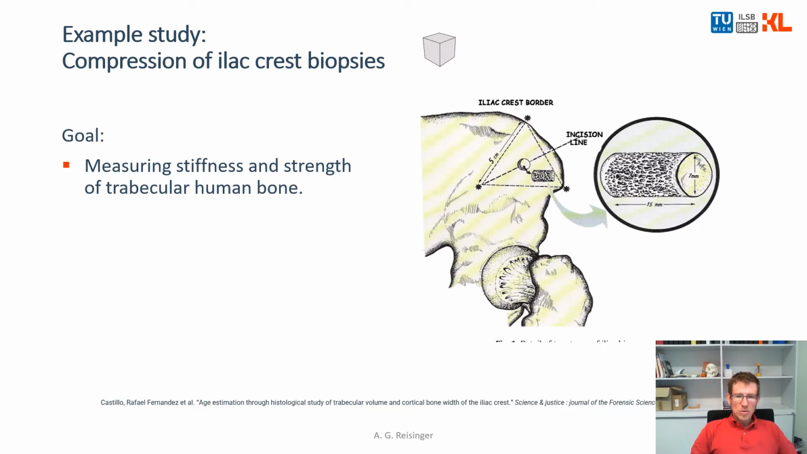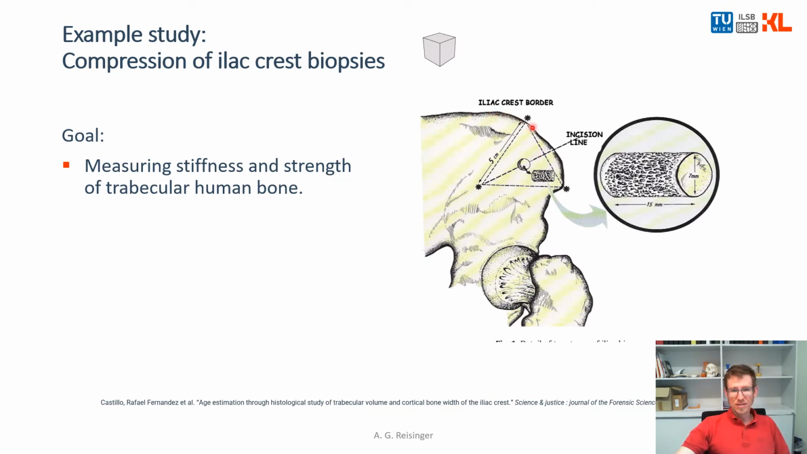Okay, to explain this more in depth, I would like to show you now real experiments. This is our first example study. This is a study where they would like to measure stiffness and strength of trabecular human bone. So bone like this. And in this study, they took biopsies from the hip bone, from your iliac crest.